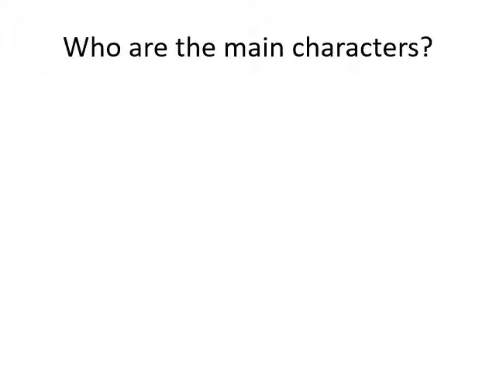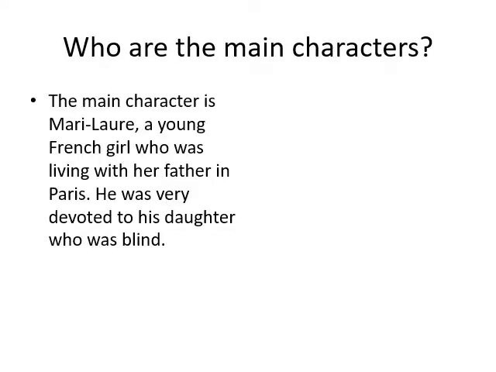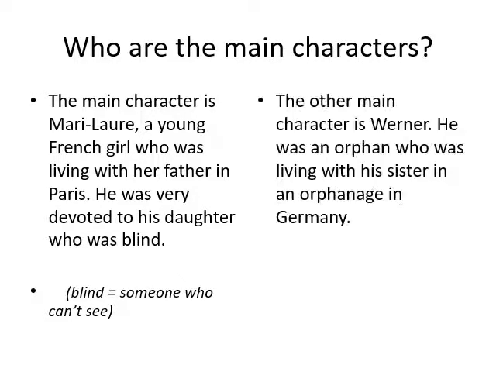Who are the main characters? The main character is Marie-Laure, a young French girl who was living with her father in Paris. He was very devoted to his daughter, who was blind. Blind is someone who can't see. The other main character is Werner. He was an orphan who was living with his sister in an orphanage in Germany. An orphan is someone with no parents.